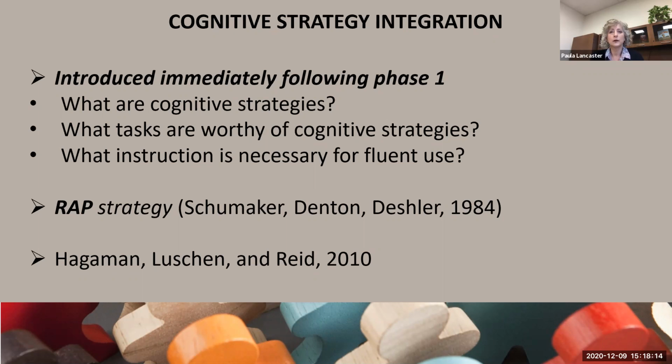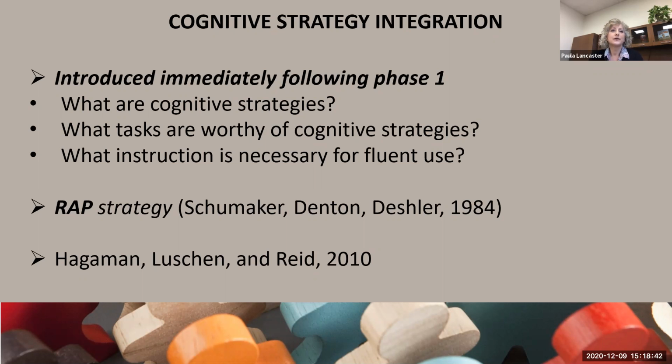Then we also address what instruction is necessary for fluent use of strategy. So if we expect children and youth to be able to use the strategies we're teaching, we are probably leaning into explicit instruction. And explicit instruction really is the practice that we want our candidates engaged in during this experience. So that's kind of a given, but the what that they're teaching is negotiated.